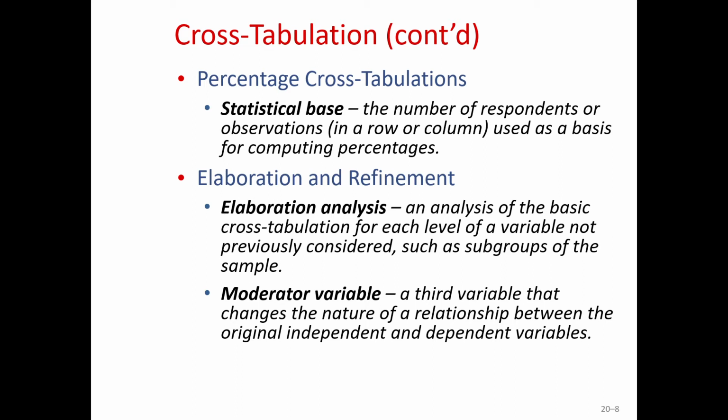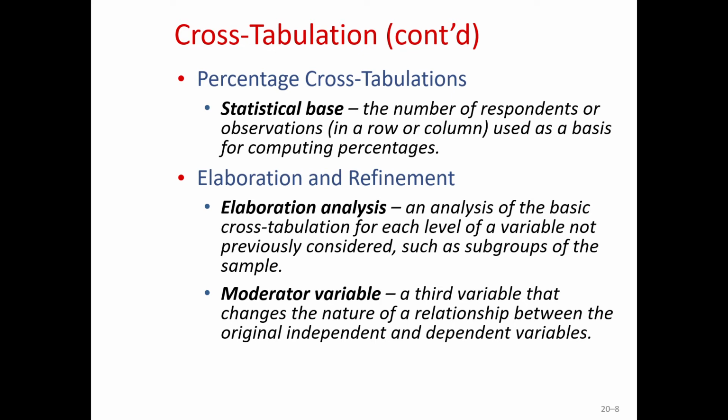Elaboration and refinement. A dictionary defines analysis as the resolution of anything complex into its simplest element. And once a researcher has determined and examined the basic relationship between two variables, he or she may wish to investigate this relationship under a variety of different conditions. Usually a third variable is introduced into the analysis to elaborate and refine the research understanding by specifying the conditions under which the relationship between the first two variables is strongest and weakest.